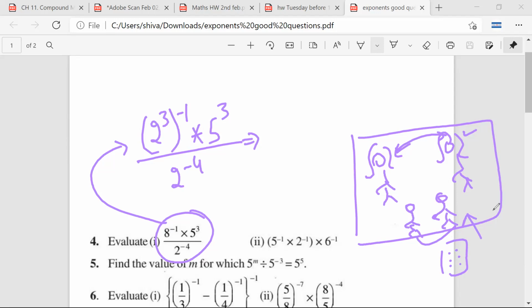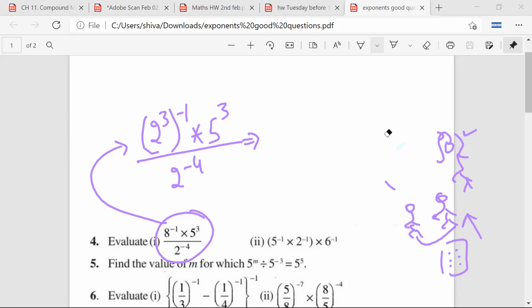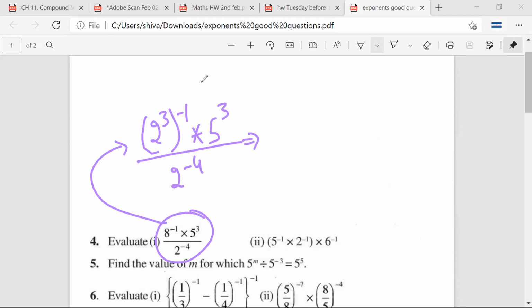वो बात नहीं करना चाहता, आप क्या करोगे इसके साथ? तो 5 जो है वो भी बात नहीं करना चाहता. ठीक है, इट्स एब्सोल्युटली ओके. बट जो 8 है वो बात करना चाहता है, बिकॉज यू अंडरस्टैंड दैट दिस कैन बी रिटन एज 2 raised to -3 into 5 cube upon 2 raised to -4. Aishwarya ji, is it okay?